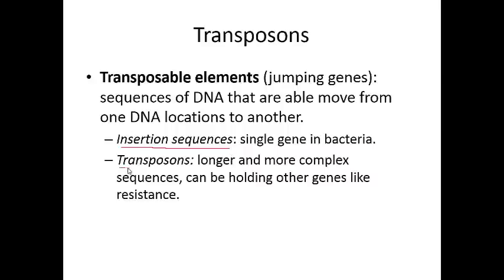Transposons are found more in eukaryotic organisms. They're longer and they're more complex sequences. However, again, they are able to move from one part of the genome to another part of the genome. These transposable elements, these jumping genes, increase the amount of genetic variation in both bacteria and eukaryotic organisms.